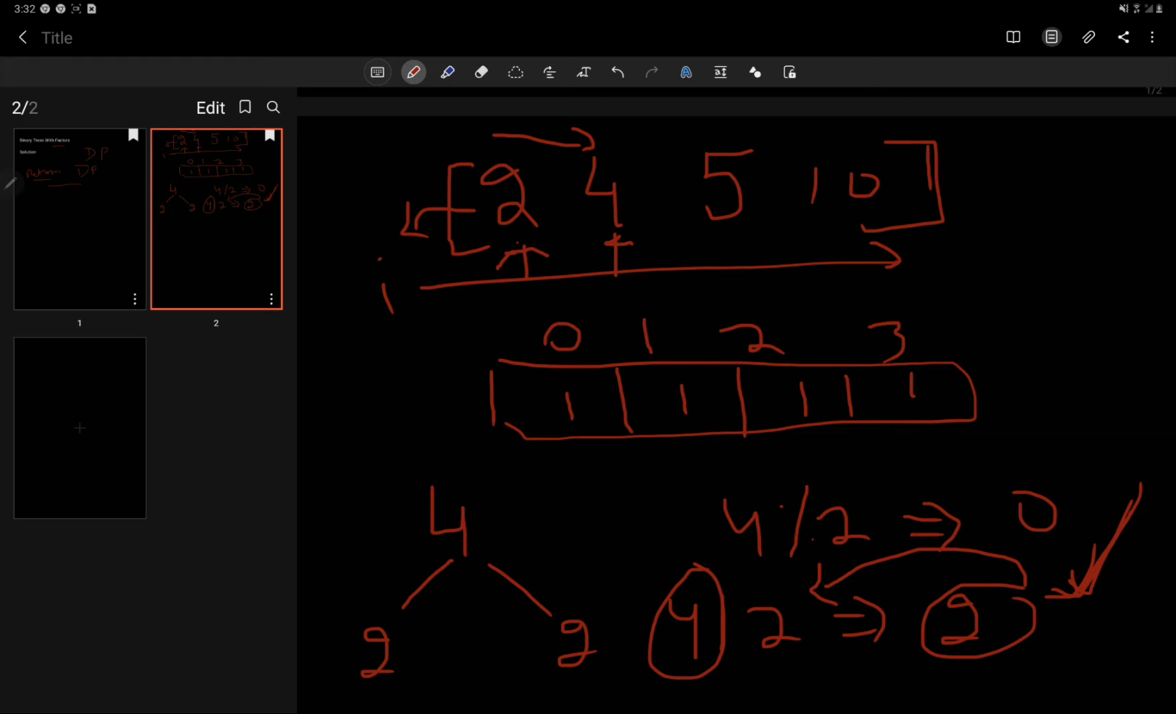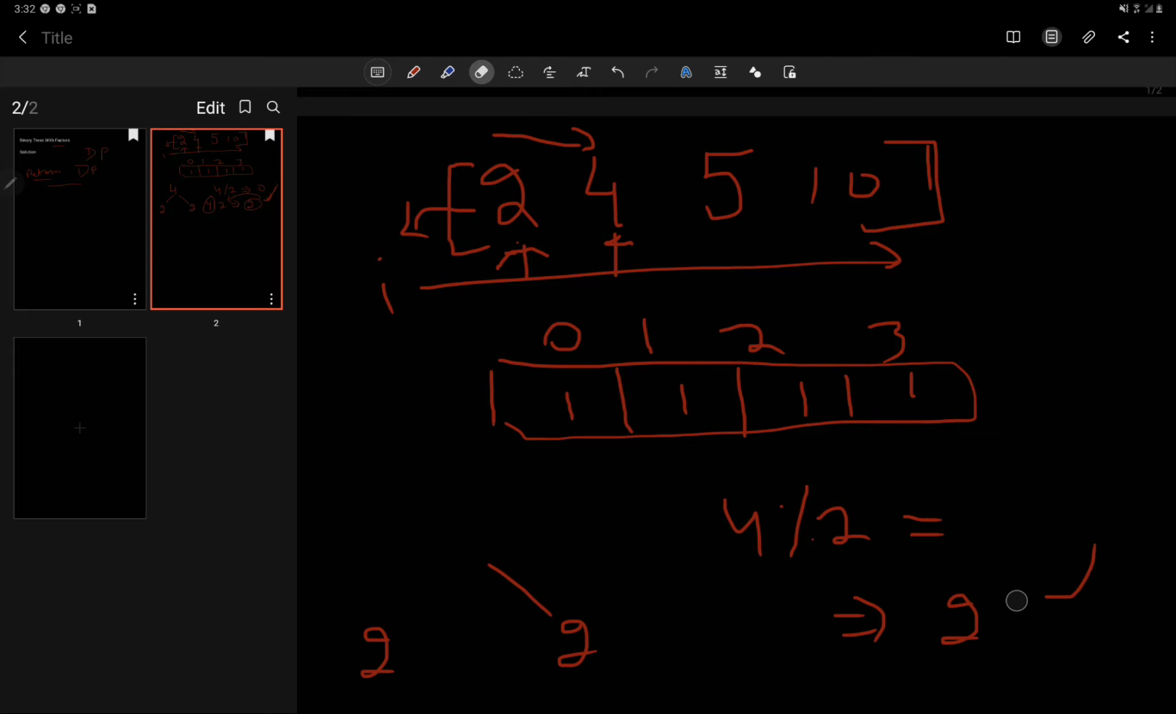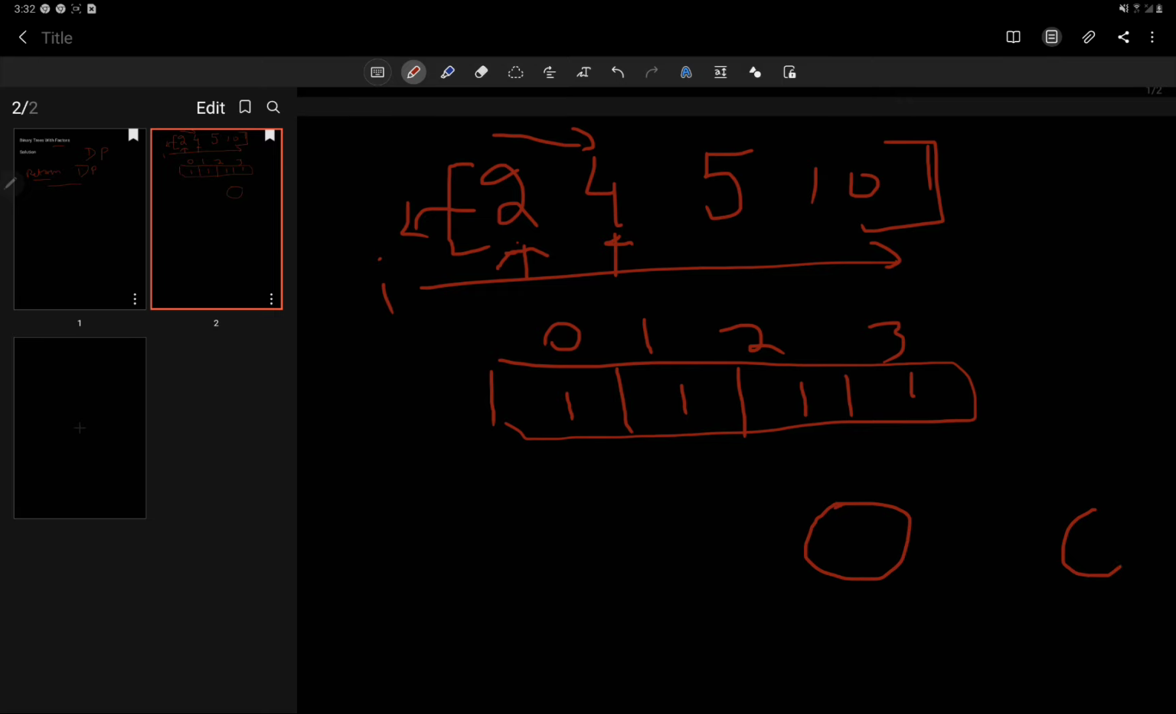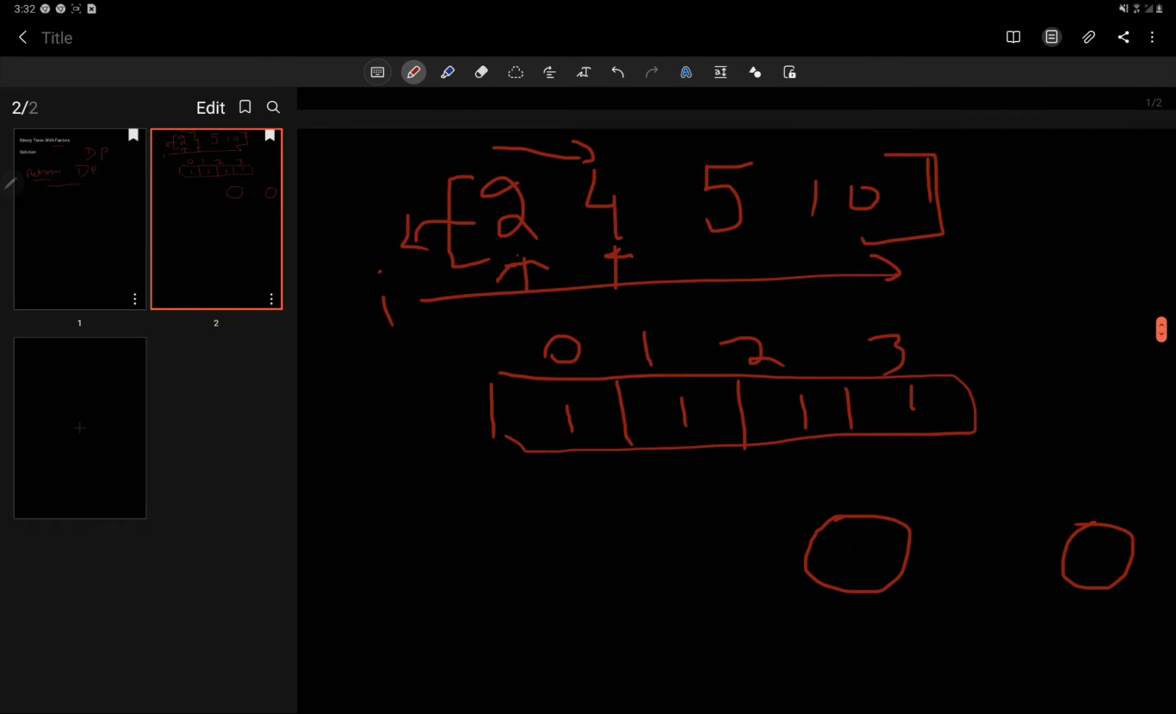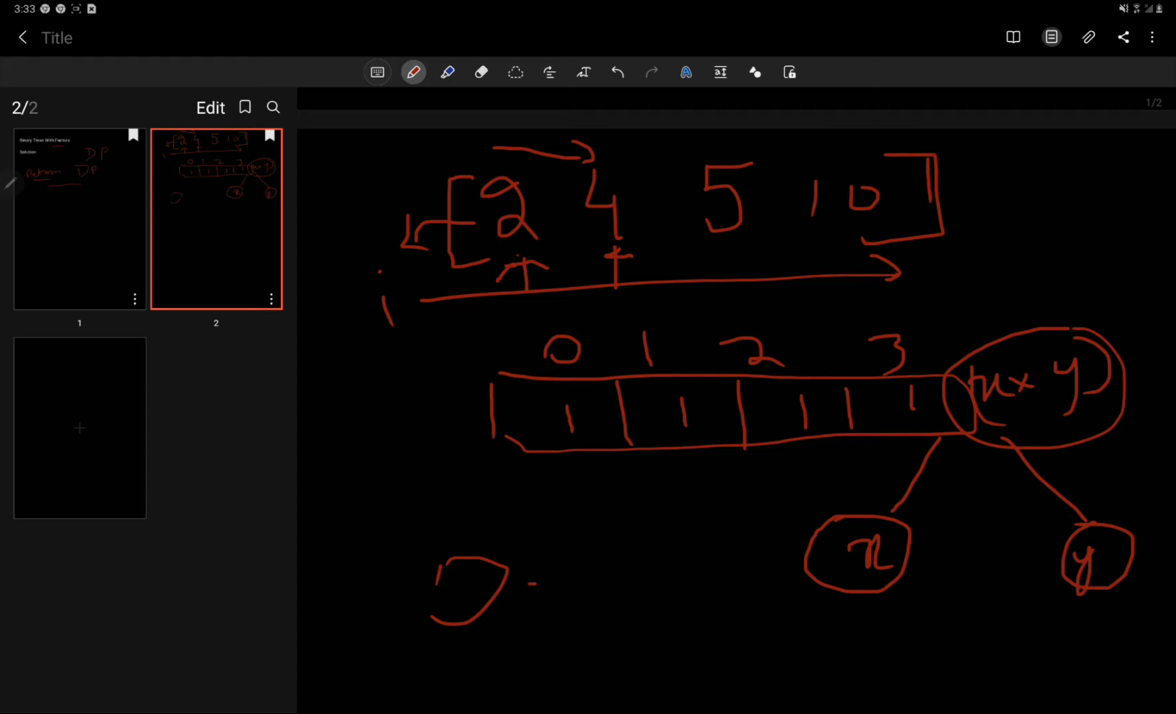All right, because we have got one combination, we will update our array. The formula we will be using is: suppose I have one subtree over here and one subtree over here, with values x and y, and the value at the node is x into y. So the number of trees would be this tree plus the multiplication of these two trees' values. We will do that here.